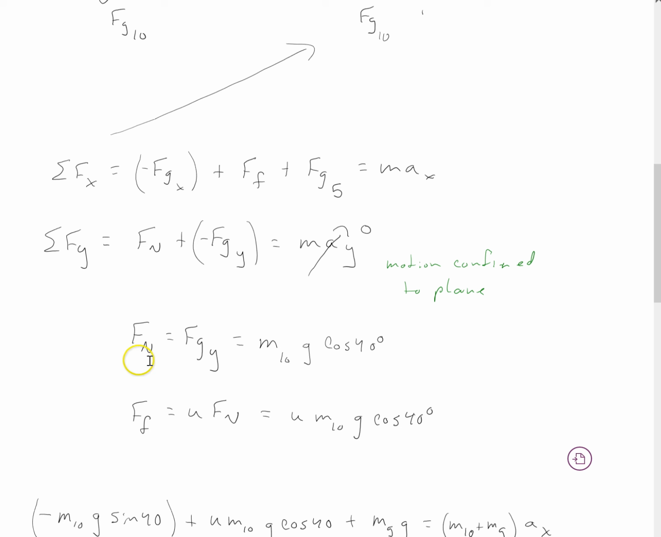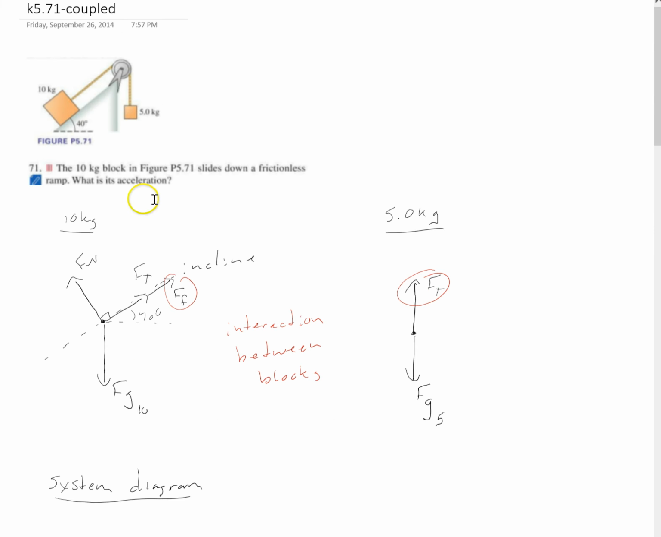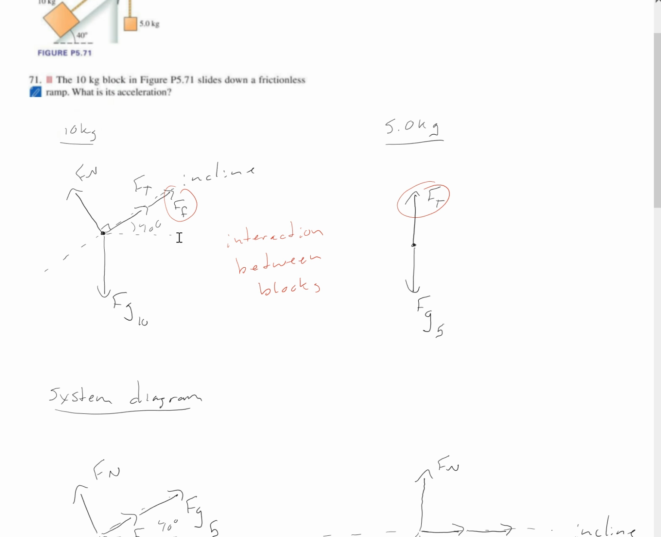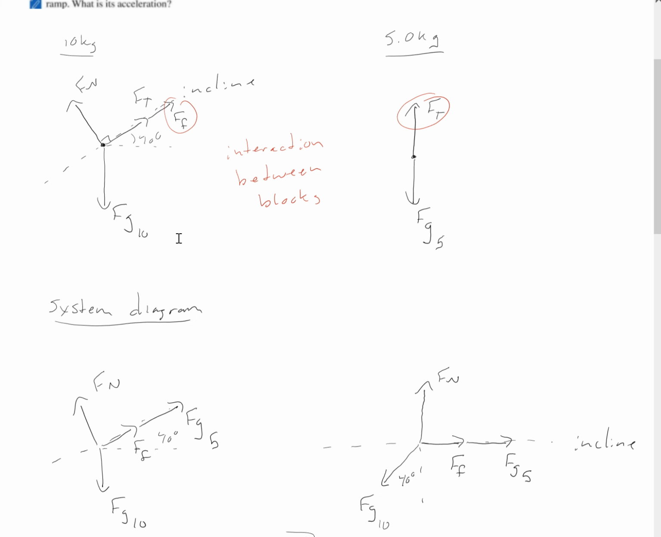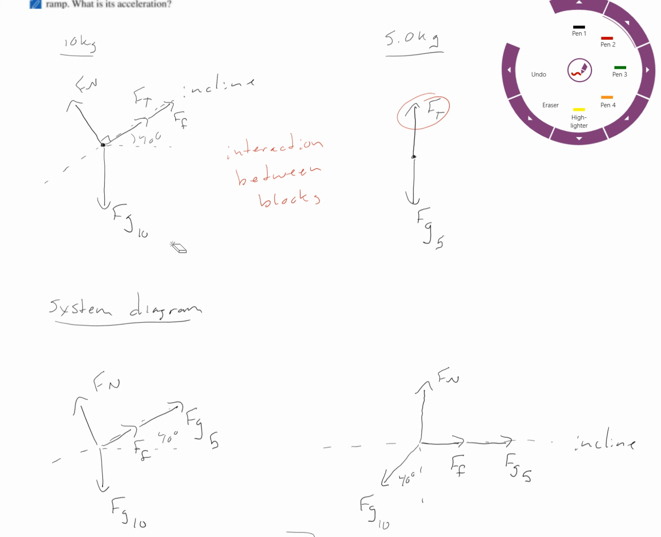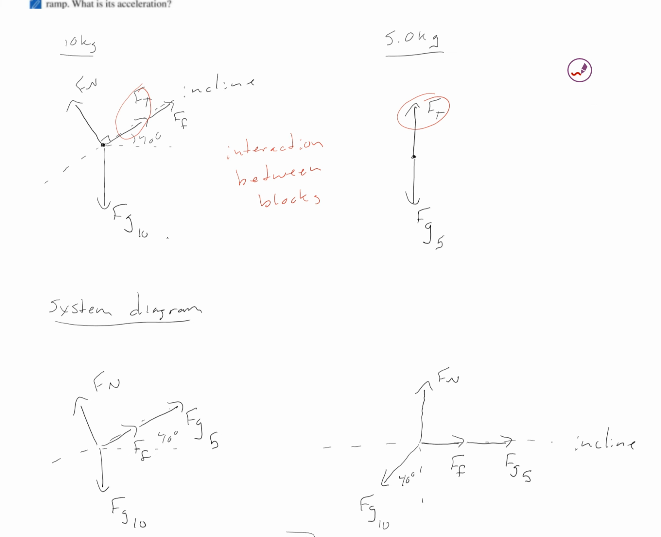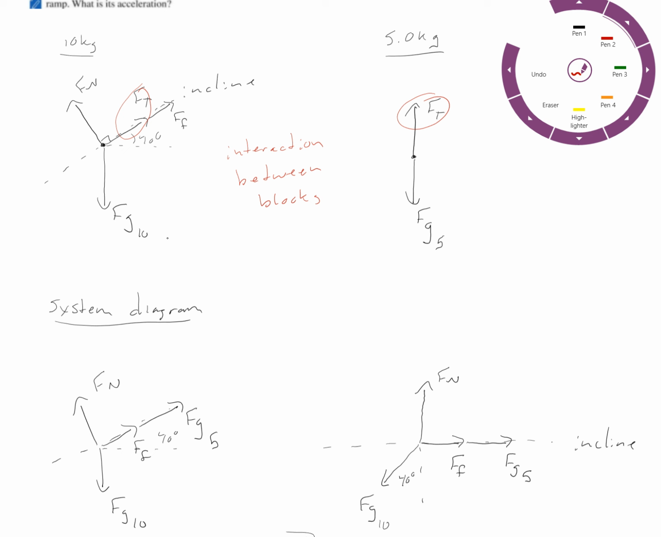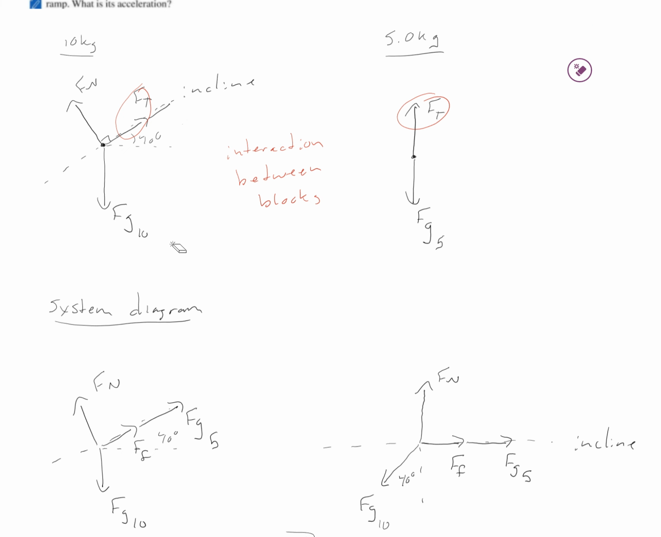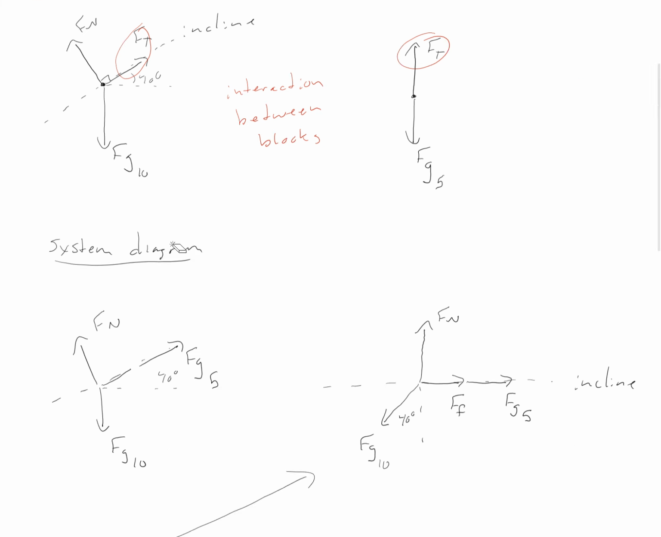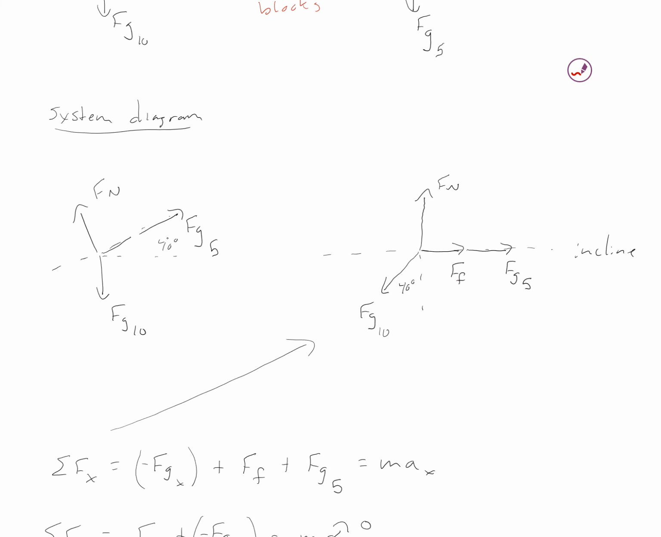I'm ready to put in my numbers. So what do I have? Oh, whoops, this is a frictionless ramp. Oh, and I circled the wrong letter up here. Okay, let me fix that first. So tension is what I needed to have circled up here. And I don't have any friction, so I can get rid of that friction.